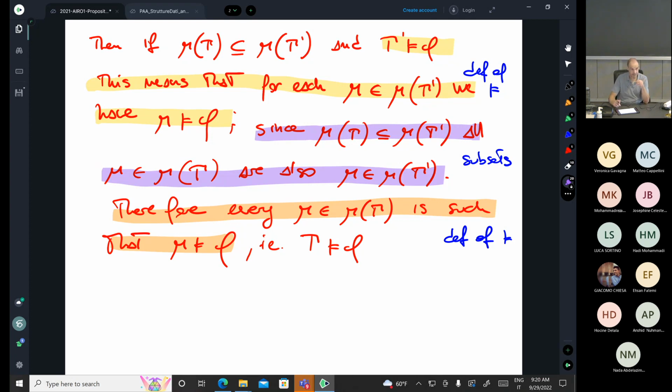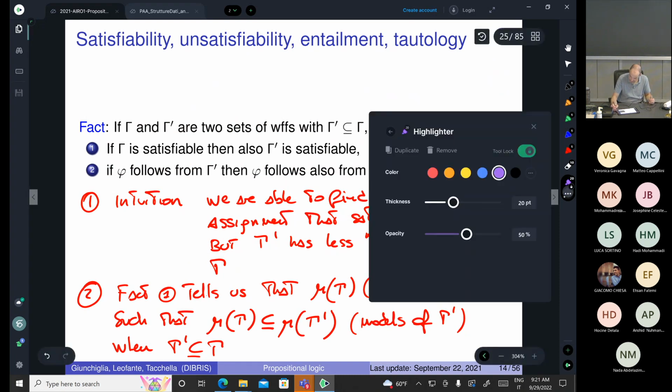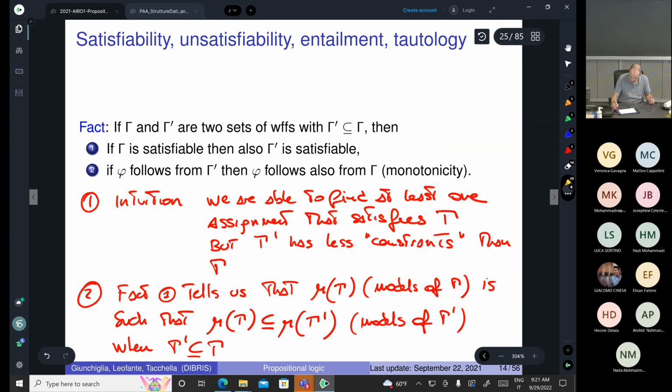Okay, and this is nice because if we manage to prove that a subset of formulas entails a certain fact, that means our knowledge base entails a certain fact, then we can add stuff to our knowledge base and keep that fact as a consequence of our reasoning. In fact, it is called monotonicity.